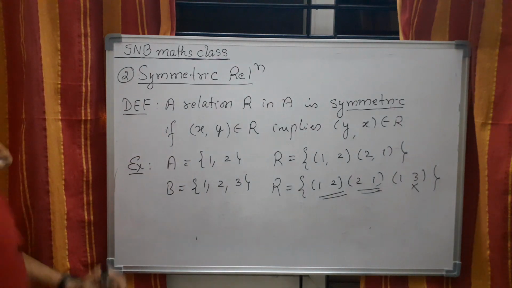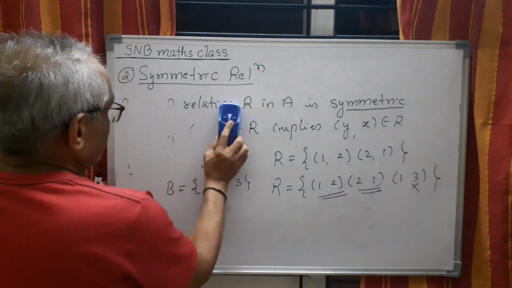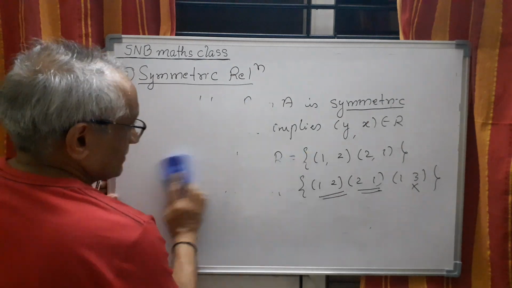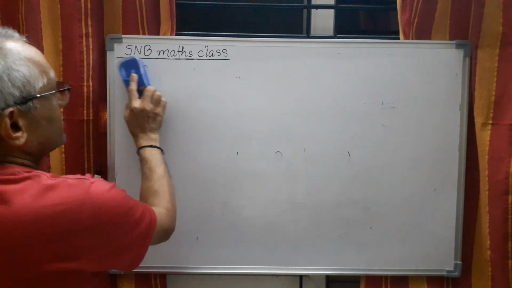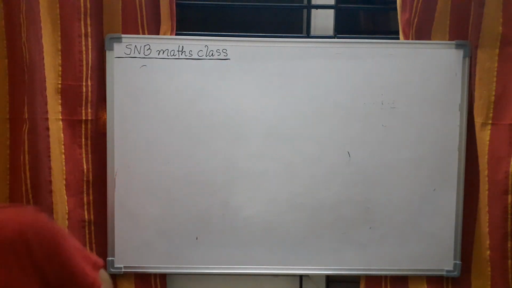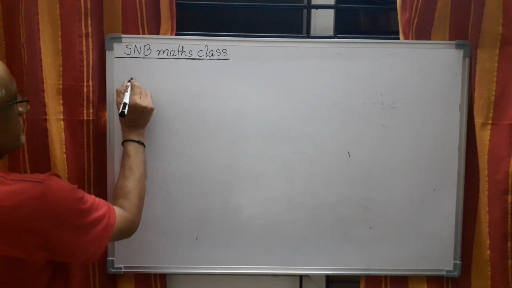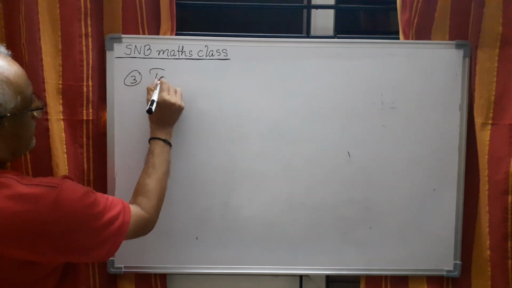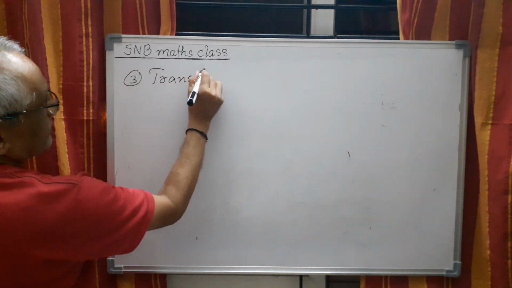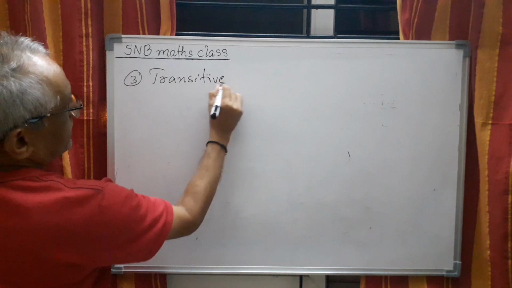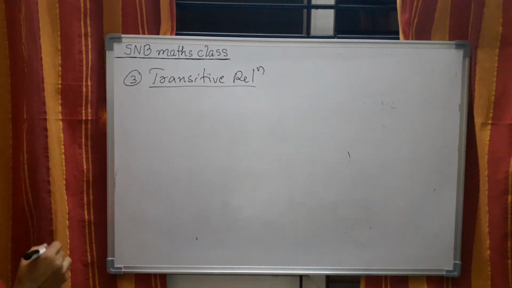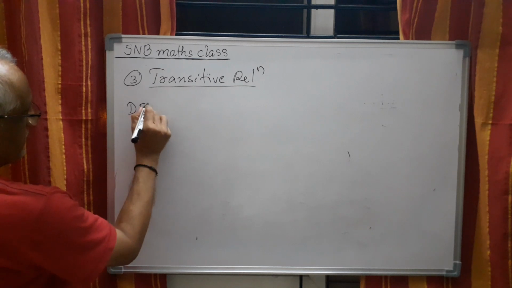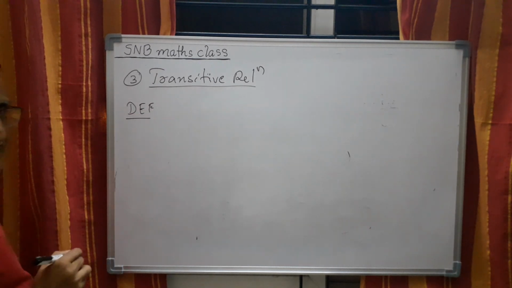Now let me also introduce the next type so that all three together we can remember. So the third type is transitive relation. Transitive relation. So the definition is this. The starting sentence is actually the same.